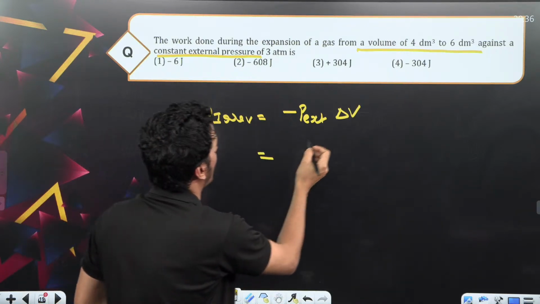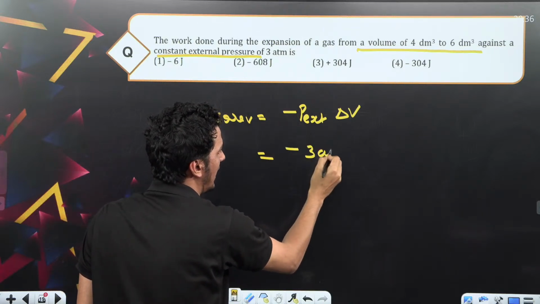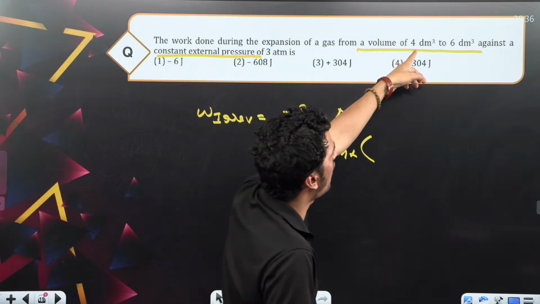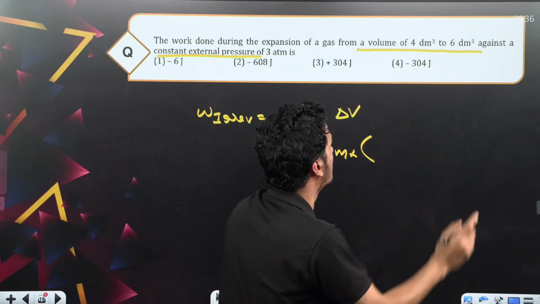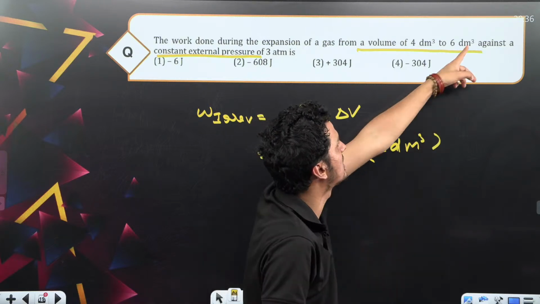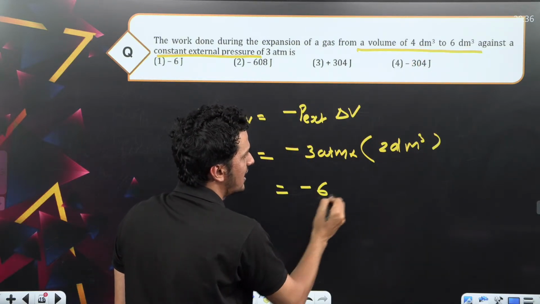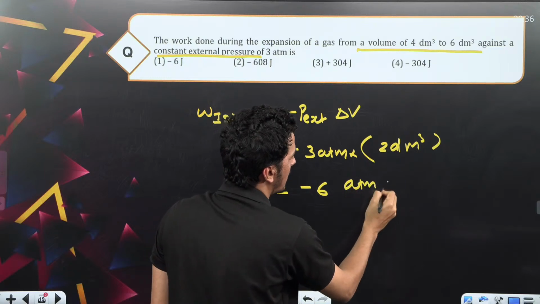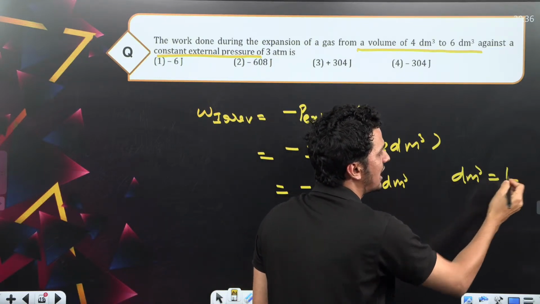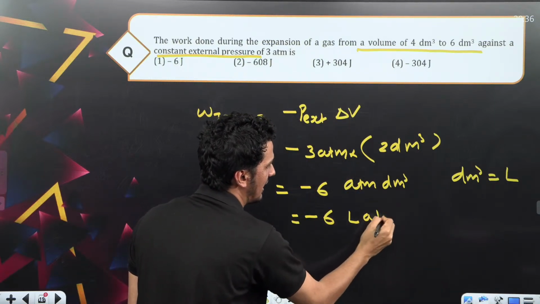What's the P external? How much have they given? P external is 3 atm. So minus 3 atm into what is delta V? Delta V is 4 decimeter cube changing to 6 decimeter cube. So the change is 2 decimeter cube, final minus initial, 6 minus 4 means 2. So 2 into 3 means minus 6 atm decimeter cube. We know that decimeter cube is equal to liter. So I can write minus 6 liter atm.